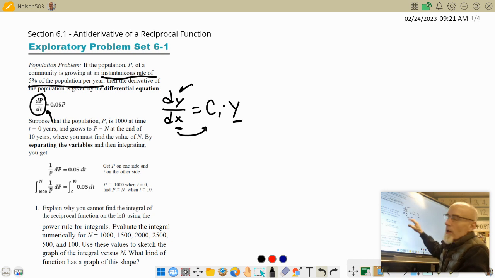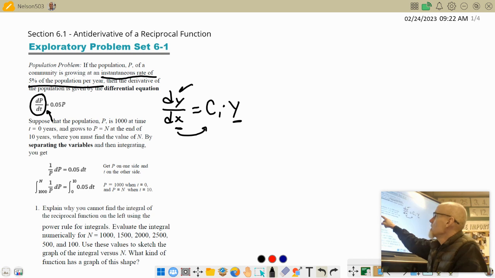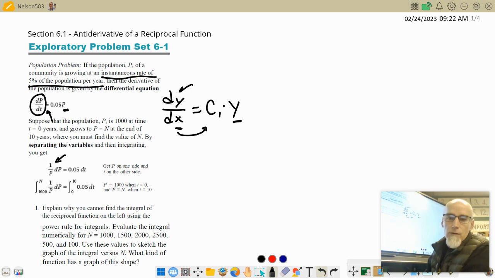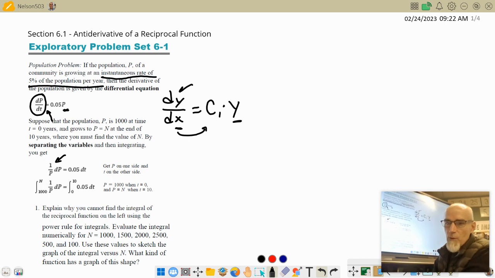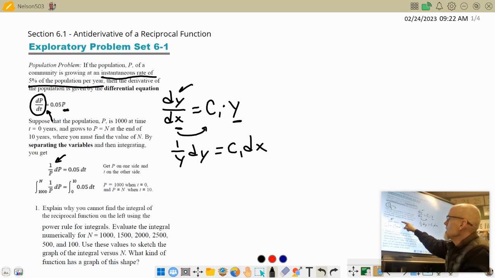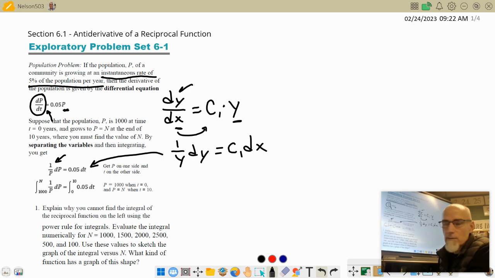I like writing them as y's and x's because it might make it a little bit clearer. What they've done here is move the dependent variable, the p variable, to the other side of the equation. So how would I do that if I had y's and x's here? I would divide by y. I would get 1 over y dy is equal to c sub 1 times dx. So now I've separated the variables, and that's what they did on this line. It's just that it's not y's and x's.